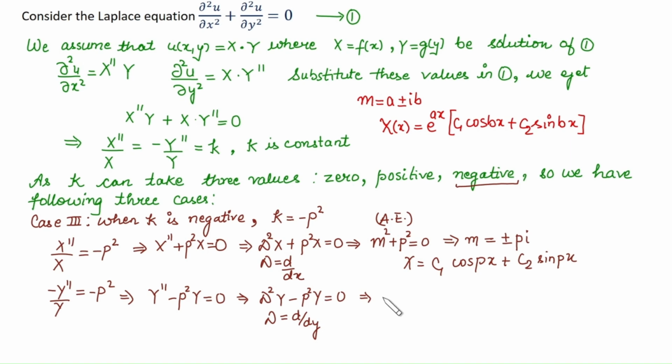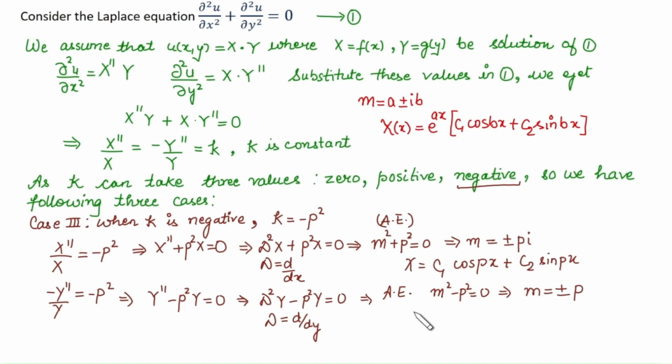Now what is the auxiliary equation in this case? The auxiliary equation is m square minus p square equal to 0, replacing D by m and y by 1. This implies the roots are equal to plus minus p. And here p we have assumed to be a real number, so we are getting two different real roots.